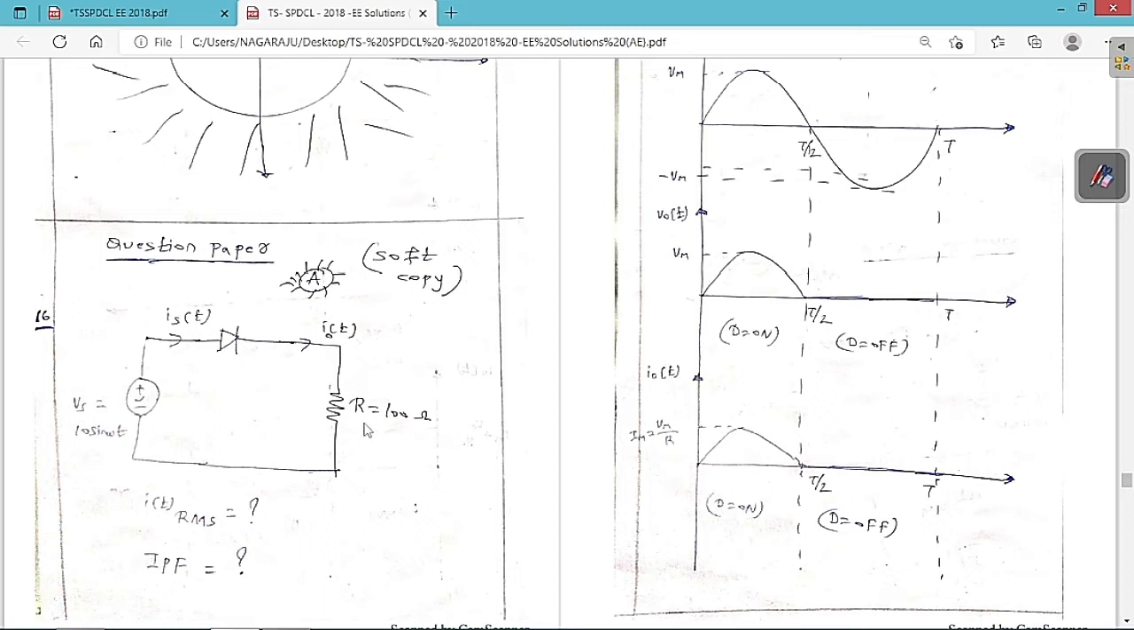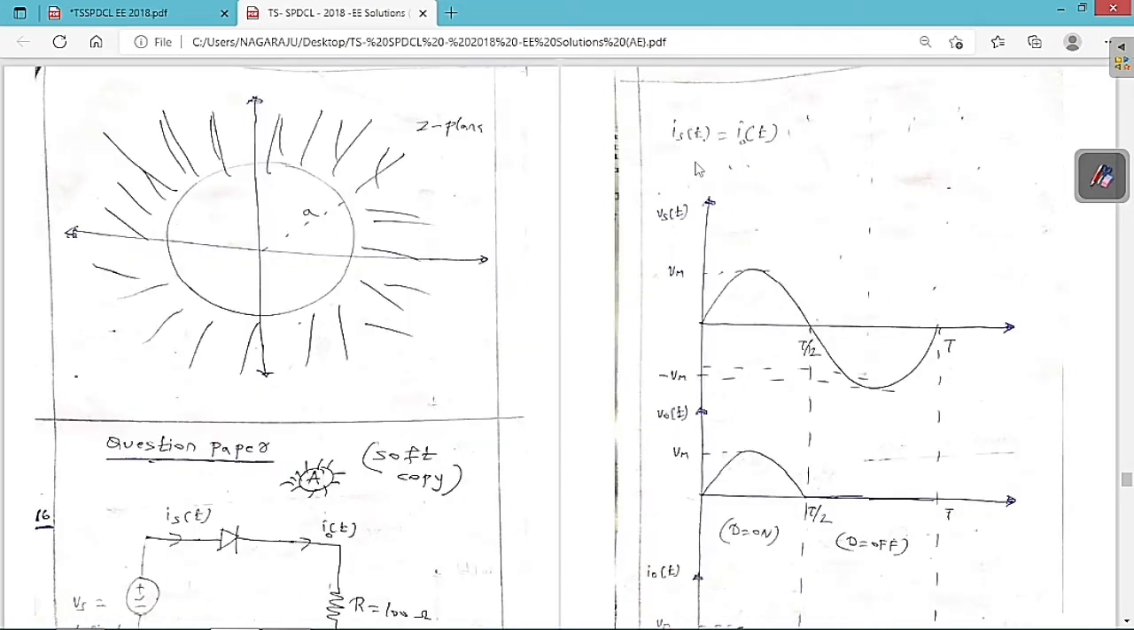So now we have to find the following. Let me assume the source current is Is of t and the load current is I naught of t. As there is no extra branch, the source current is always equal to the load current. But if any extra branch is there, the source current will never be equal to the load current. Here there is no extra branch, so Is of t is always equal to I naught of t. Based on this we have to find the RMS value of the load current. The RMS value of load current is equal to the RMS value of supply current because there is no extra branch. And we also need to figure out the input power factor.